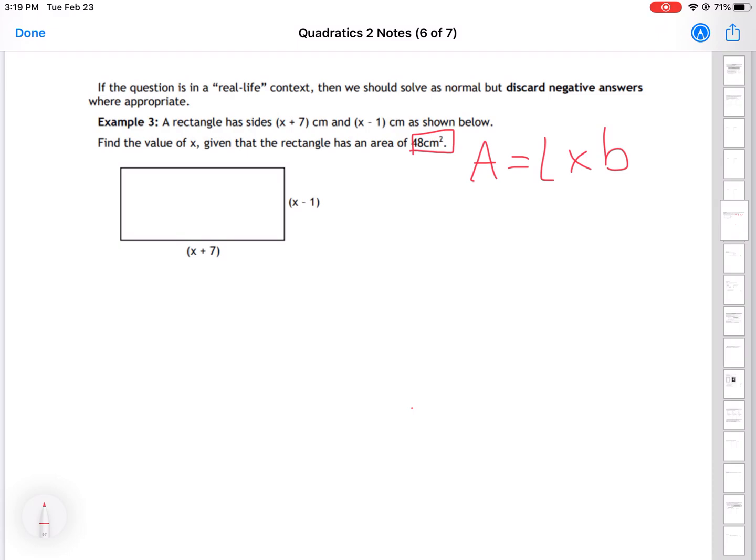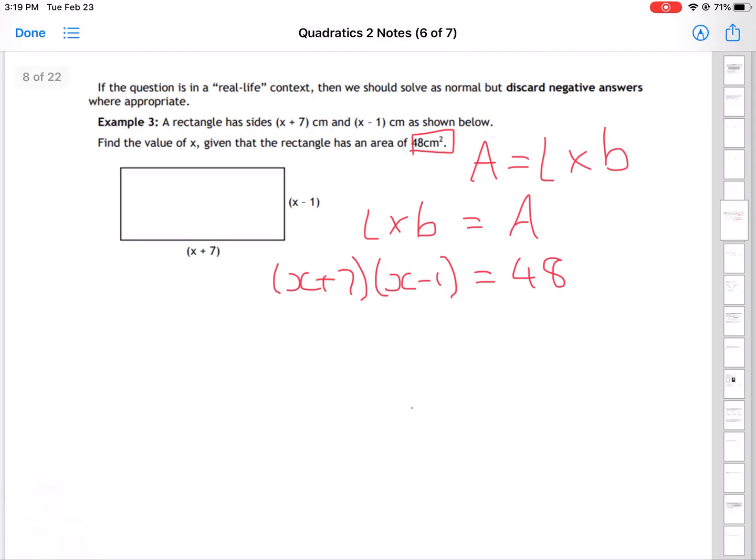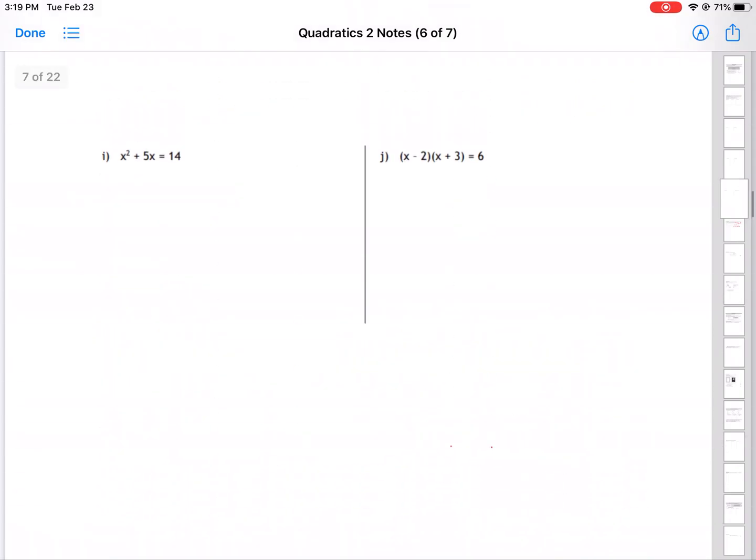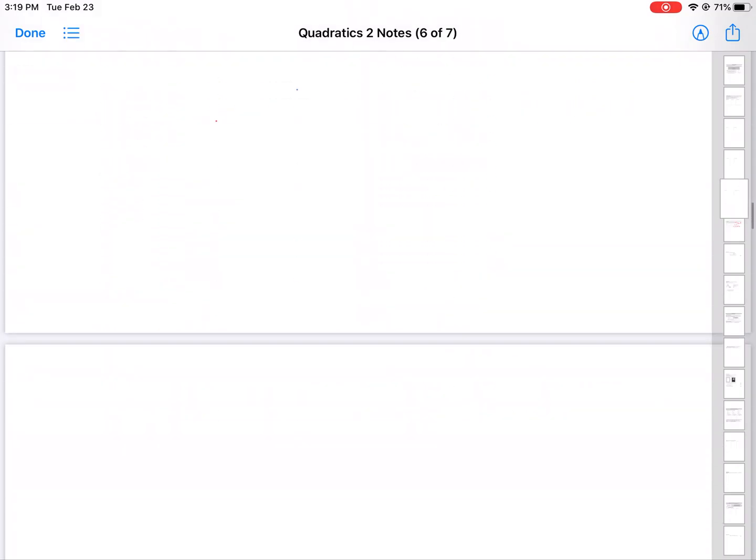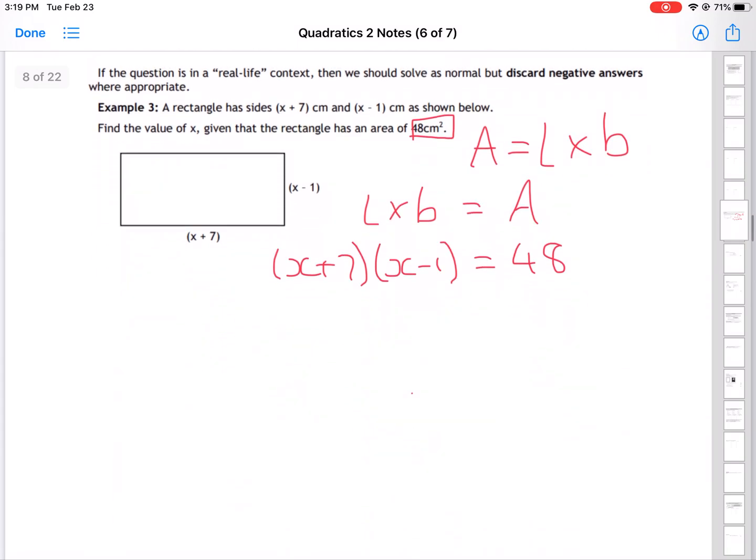So I'm going to write that round the other way. Length times breadth equals area. The length is x plus 7, and the breadth is x minus 1, and the area is 48. So I can create that equation. Once I have that equation, I can then apply the same method as I did up here for example J, which I've now rubbed out, which you can see in the video for part 1 of these notes.